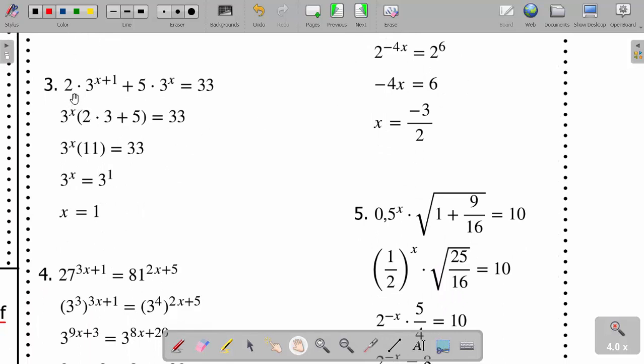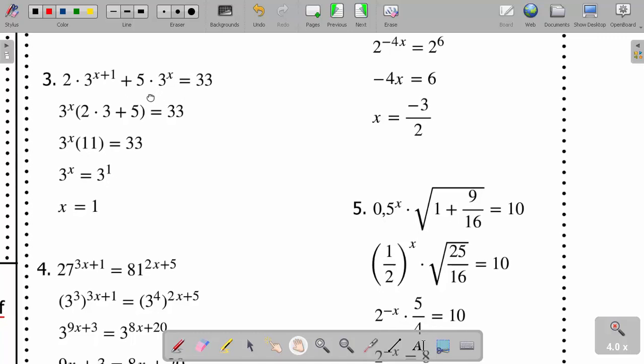Now here I have 2 times 3 power x plus 1, then plus 5 times 3 power x equals 33. Before I continue, because this is a plus here, I can take out what is common here, that is 3 power x. I'll be left with 2 times 3 power 1, then plus 5 equals 33. So 2 times 3 is 6, plus 5 is 11. Divided by 11 both sides, I get 3 on this side to power 1. I drop the bases, equate the exponent, which gives me x equals 3. Hope we are together.